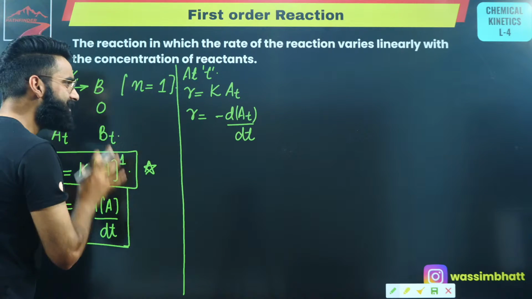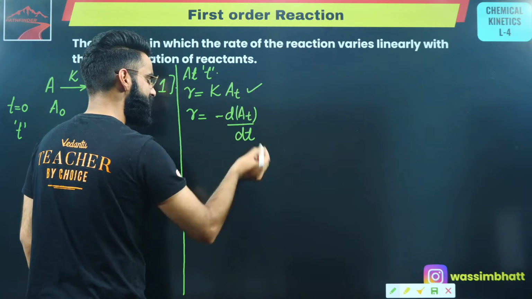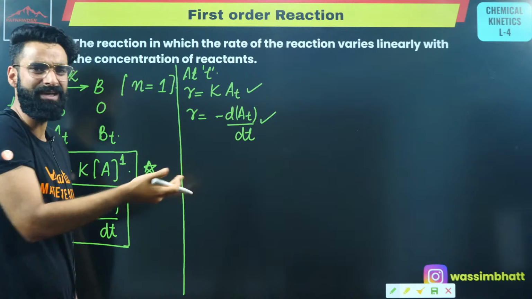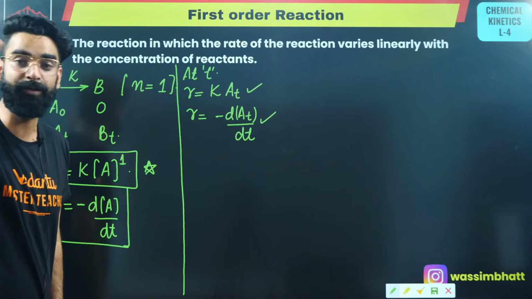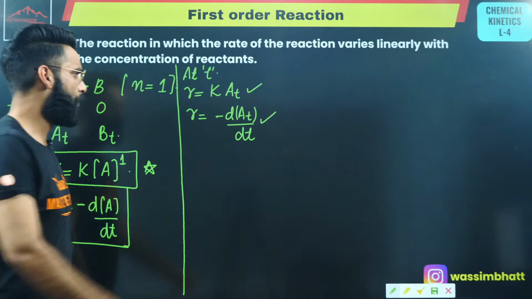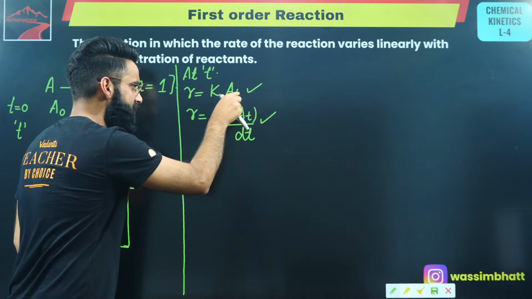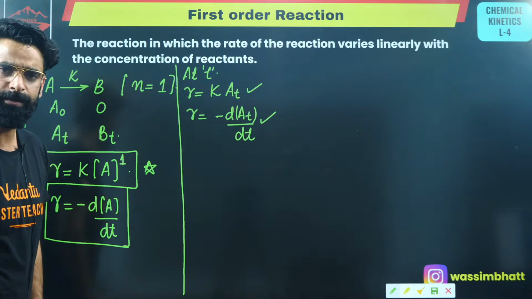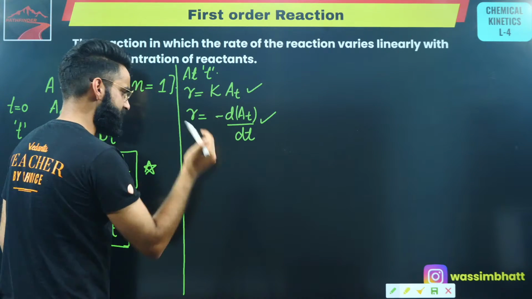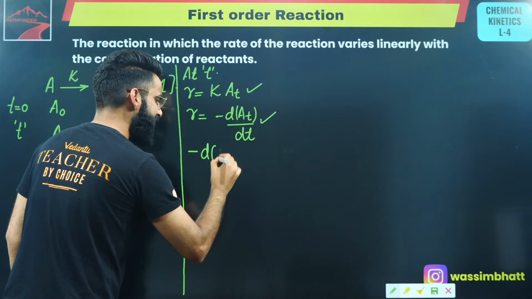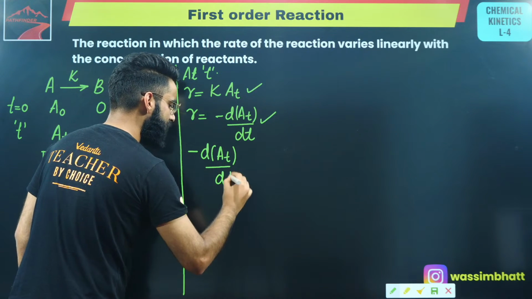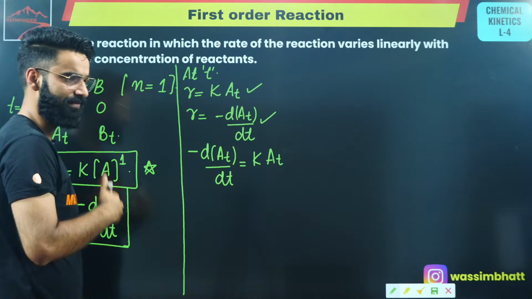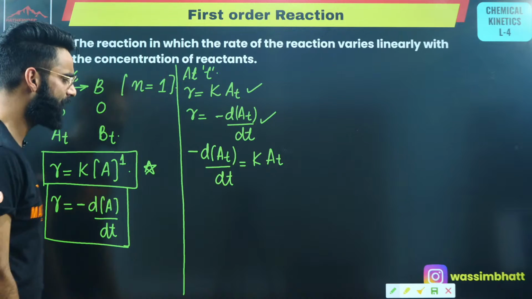Now understand, at time t, this equation is giving me rate of reaction. At the same time, this equation is also giving me the rate of reaction. So both the equations are giving me the rate of reaction at a particular time instant. Whatever rate of reaction you get from this equation, the same will be the rate of reaction you get from this one at time t. So if I equate these two terms, I'll be writing minus d of At divided by dt is equal to k multiplied by At, because both the terms are giving me the rate of reaction at time t.